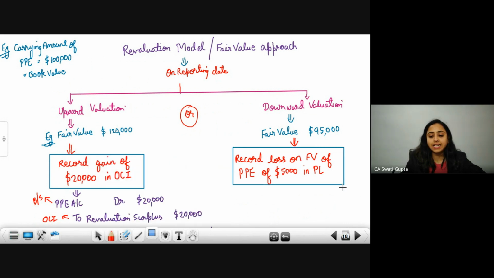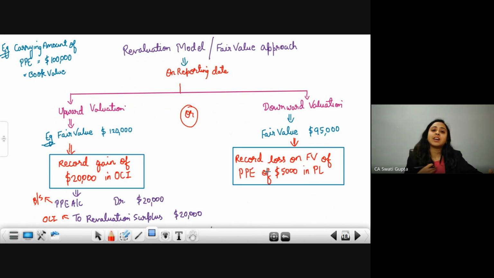It says that if there is any income, any gain, please record it under OCI. Why are we recording it under OCI? Because this is not a real gain. Instead, it is just a gain due to fair valuation. This is just a notional gain, an unrealized gain, not an actual gain. Whereas here it's a loss. So why are we taking this loss, though this loss is also not an actual loss? This is also an unrealized loss.